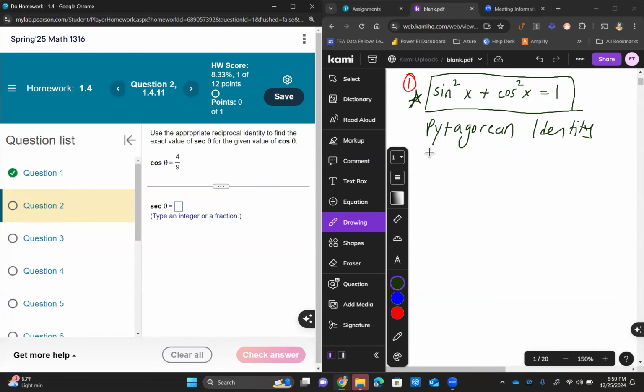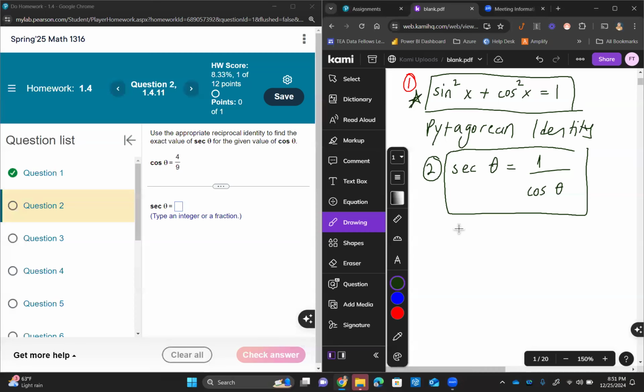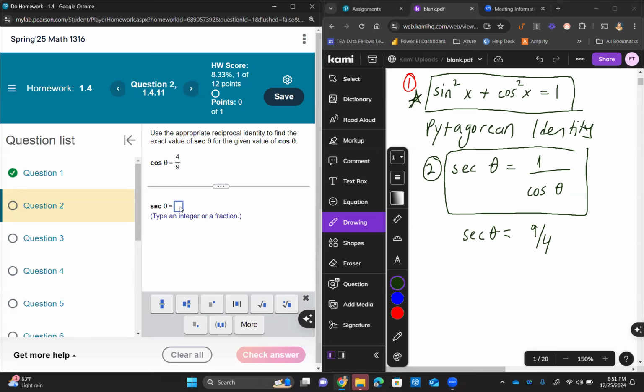For question 2, the question says, use the appropriate reciprocal identity to find the exact value of secant of theta for given cosine of theta. So the reciprocal identity we have to remember here is secant of any angle is always 1 over cosine of the same angle. So 1 over cosine of theta means just get the reciprocal of this fraction. So secant of theta will be just the reciprocal of cosine. So it's going to be 9 over 4 for this question.